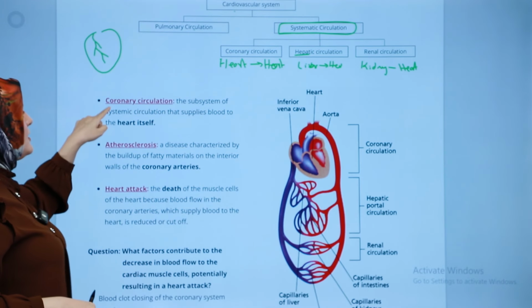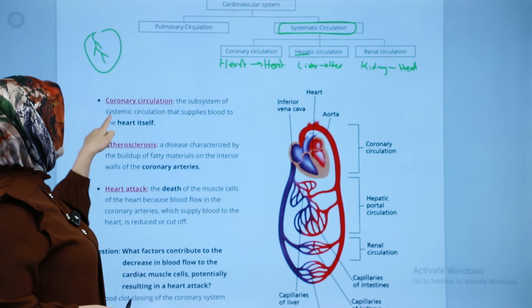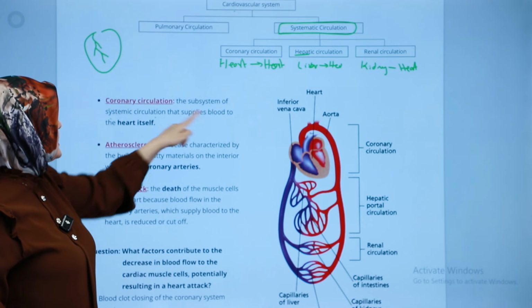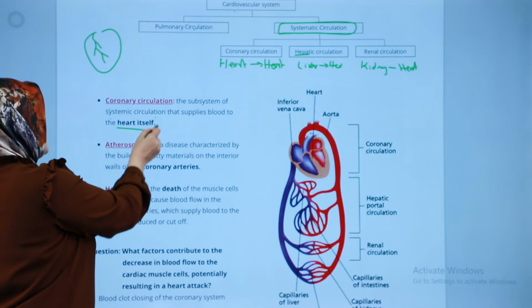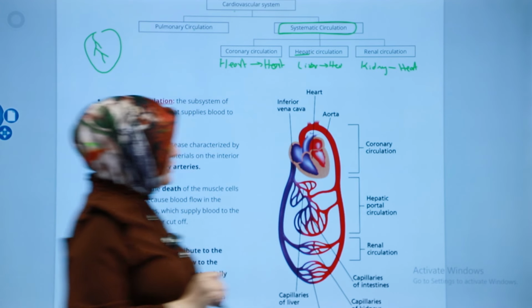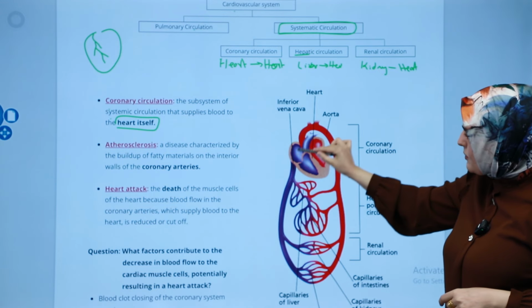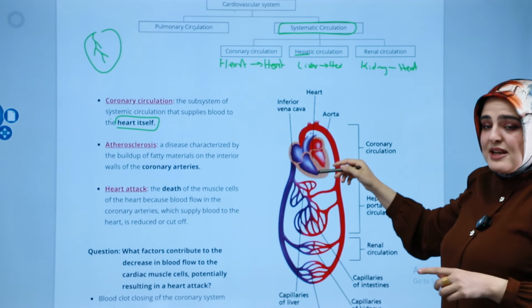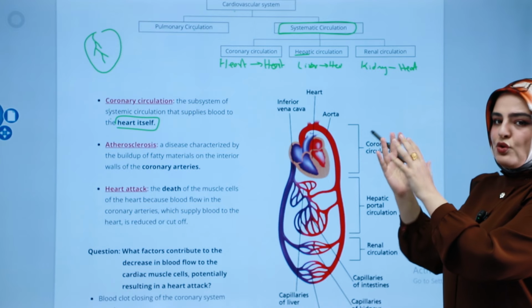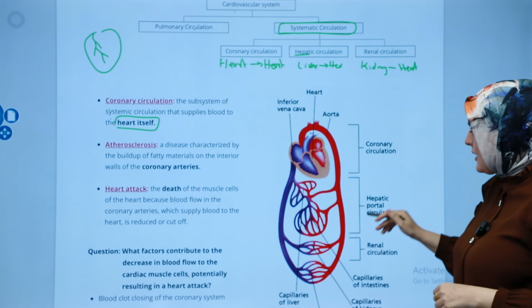Check this out. Coronary circulation is the subsystem of systemic circulation that supplies blood to heart itself. Like we said, heart to heart, okay? There you go. This is it. Coronary circulation must be here, but it's not shown because it needs to be shown on the outside surface of the heart.